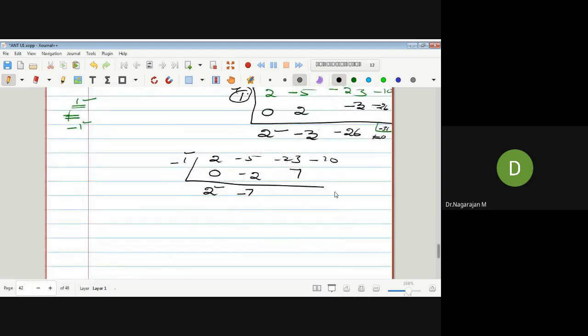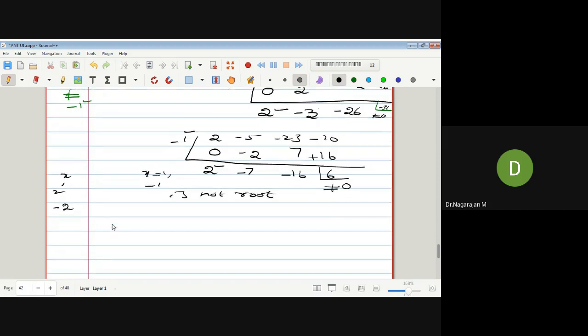-23 plus 7 is -16. Then -1 into -16 is +16. Then at the end, -10 plus 16 is 6. Therefore the remainder is not equal to 0, so x equal to 1 and -1 are not roots. Now what is the process? Next you check the next element, 2, and also -2. The remainder is 0 means root, otherwise it is not. Same process: 1, -1, 2, -2, 3, -3, you keep running that process.